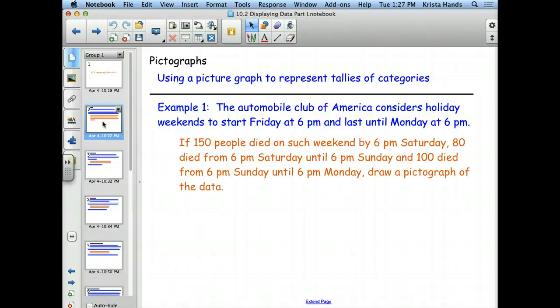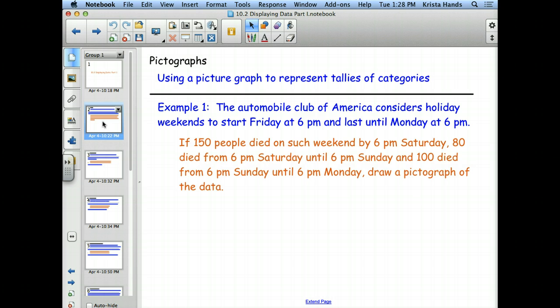So here's an example. An automobile club of America considers a holiday weekend that starts on Friday at 6 p.m. and lasts till Monday at 6 p.m. You're going to have a very sad statistic, but we're going to work with it anyway. It says 150 people die on such a weekend by 6 p.m. Saturday, 80 from 6 p.m. Saturday to 6 p.m. Sunday, and then 100 from 6 p.m. Sunday to 6 p.m. Monday. And we're going to draw a pictograph of the data.